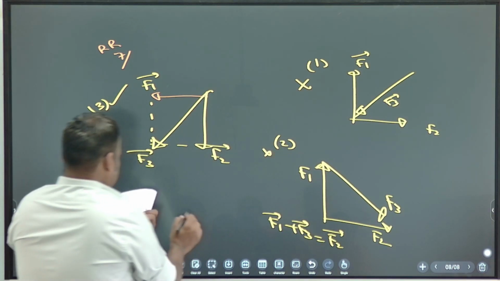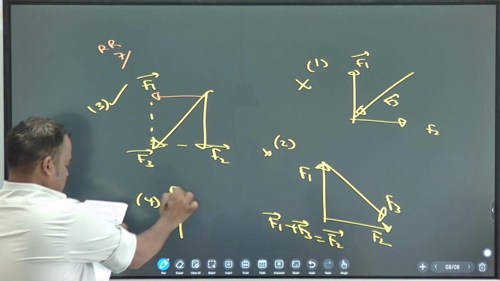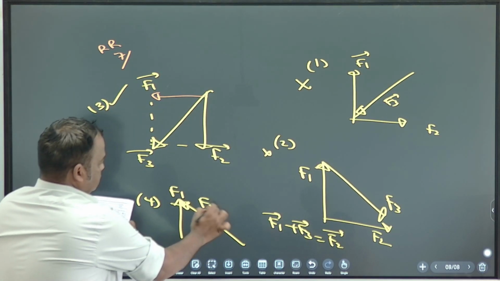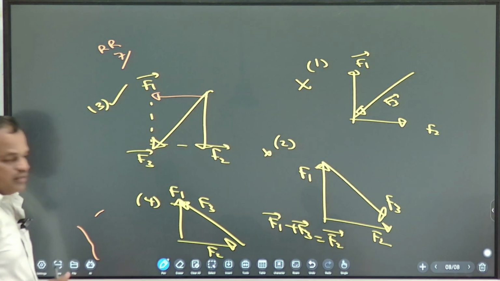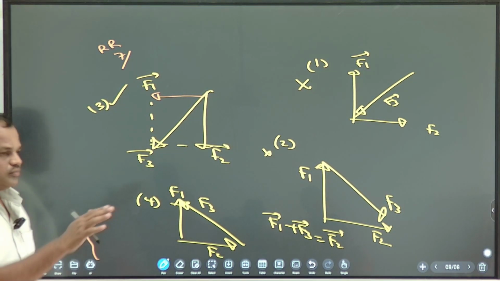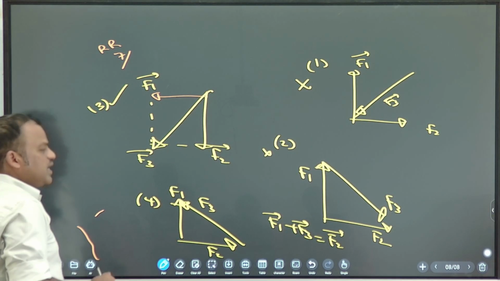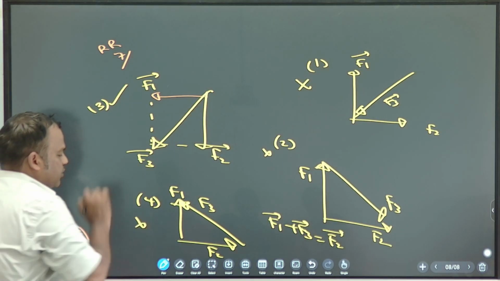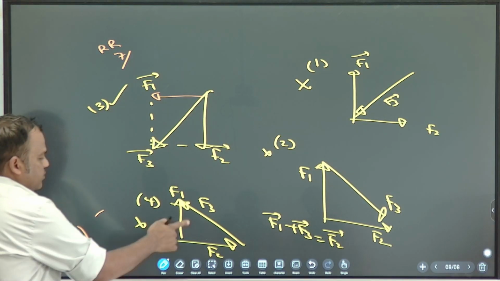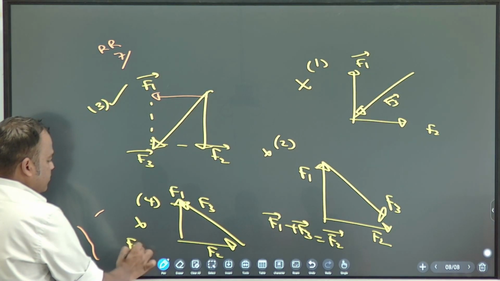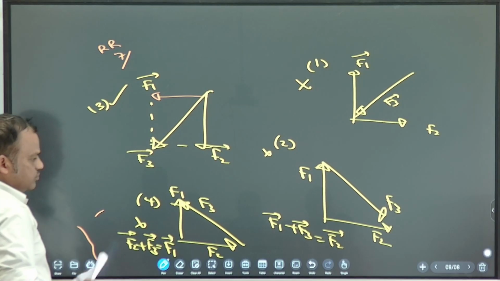This is second. And fourth, what is wrong? This is F1, this is F3, and this is F2. Here which two are added? Everyone tell which two are added. F2, F3, resultant F1. So wrong. According to the question, F2, F1 added, F3 is resultant. So here the relation is F2 plus F3 is equal to F1.